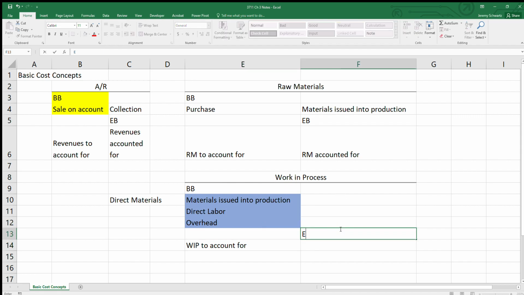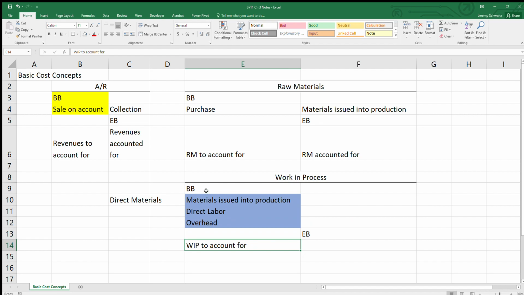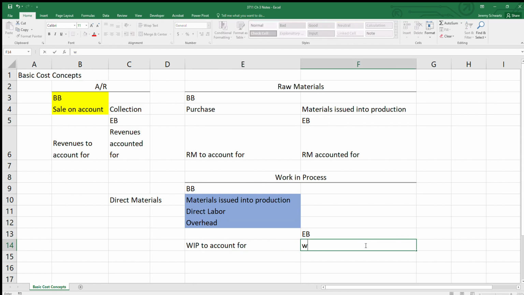So we have our ending balance, and then what we take to account for: we have our beginning balance and the items that were added. That's what we have to account for. To say work in process accounted for, well, we have what's left in the ending balance. That is what will become the beginning balance of the next accounting period. So this is the cost of production that is still incomplete.